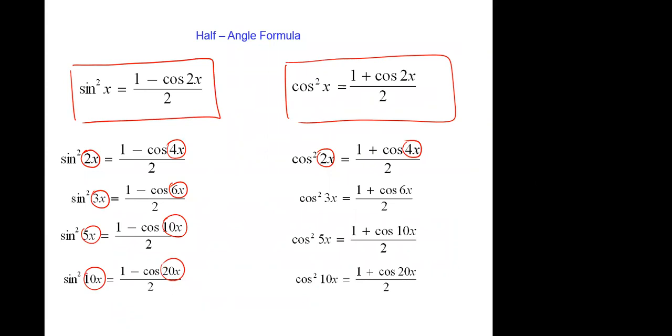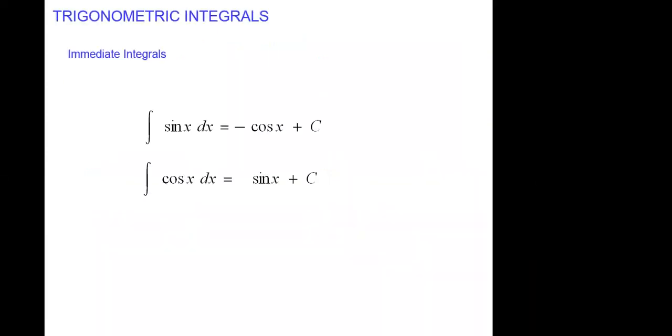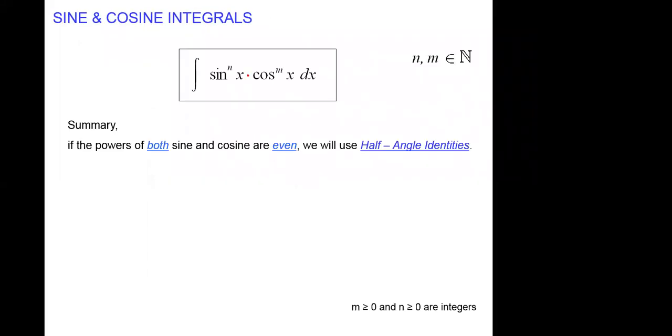Okay, what else? We also know the direct, immediate trigonometric integrals. The integral of sine of x dx is negative cosine of x plus the constant of integration, and the integral of cosine of x is positive sine of x plus the constant of integration. Also helpful.